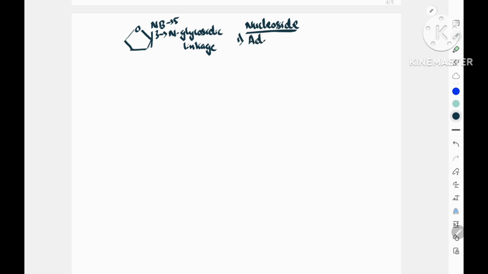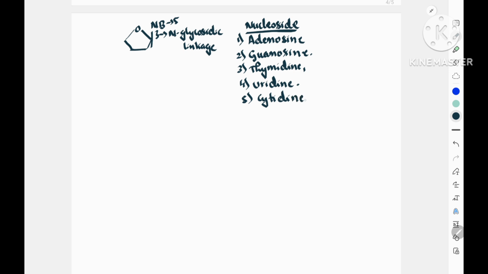They are adenosine, that is when adenine gets attached with the pentose sugar. In the same way, guanosine, thymidine, uridine, and cytidine. And these are the nucleosides.